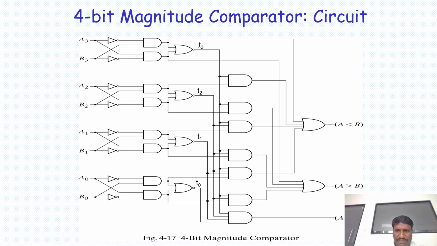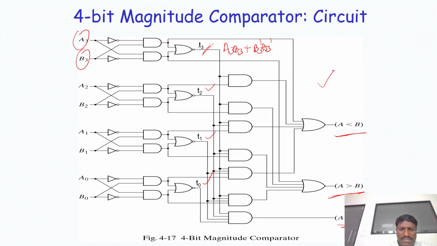Let us look at the comparator. This is T3. What is T3? A3 equal to B3. So what we are getting here? What is this exactly? A3 B3 plus B3 bar A3 bar. Similarly T2, T1, T0. Okay, from the expressions for A equal to B, A greater than B, A less than B, this diagram is obtained.